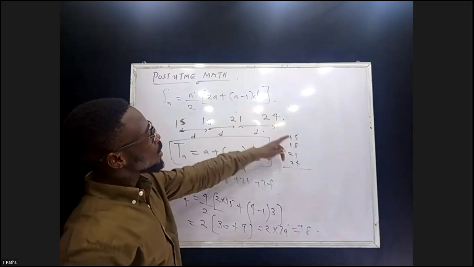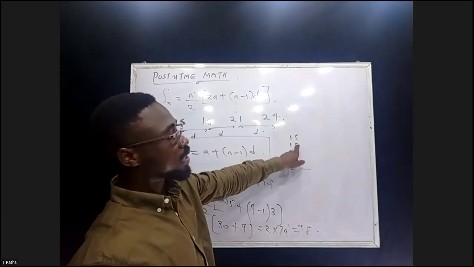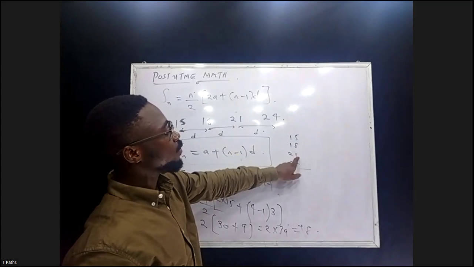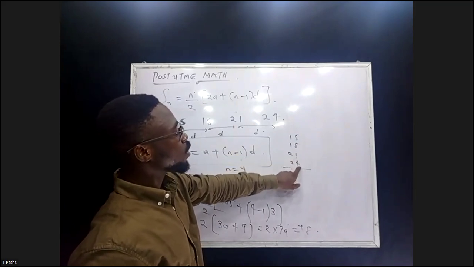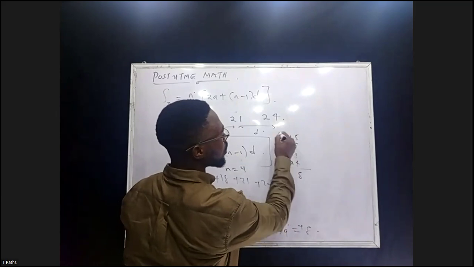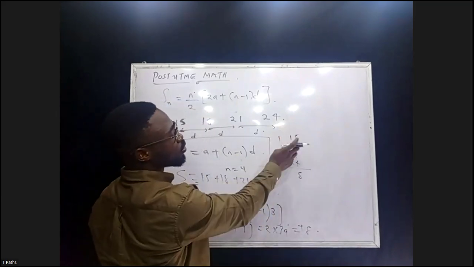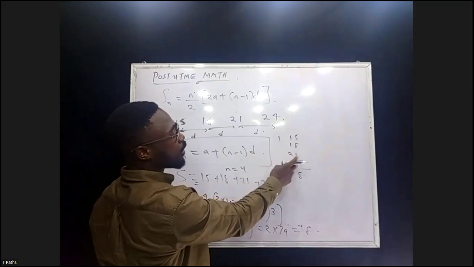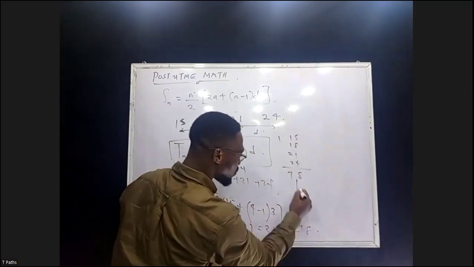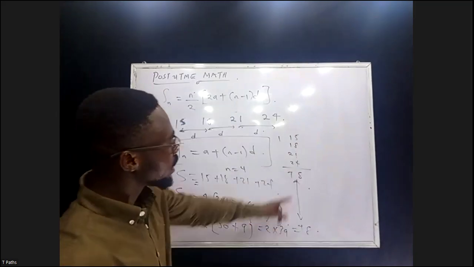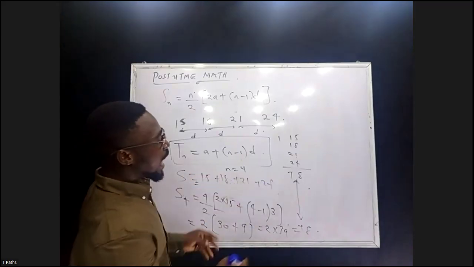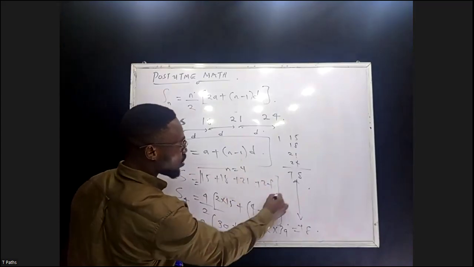Let's try it. Now, 5 plus 8, 13. 13 plus 1, that's 14, right? 14 plus 4, that's 18, right? 1 plus 1, 2, 3, that's 3 plus 2, 5, plus this, 78. What do you notice? We are able to get the same answer. So it is easy for me to just add these terms together and get the sum of these terms, okay?